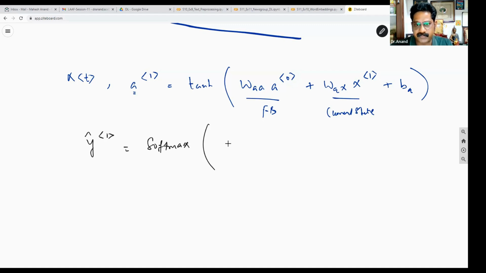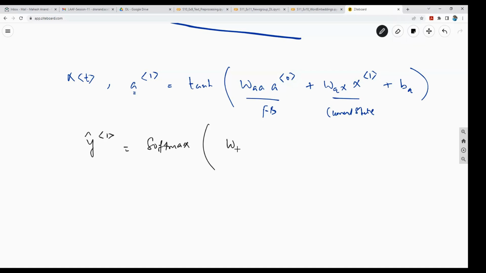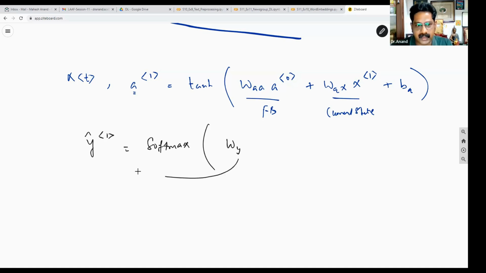Can you give the subscript for the weight matrix here? What weight matrix should I use here? W suffix YA. Excellent, because it is going to yield a Y kind of output. This weight matrix is going to multiply with whom? This guy is going to come here, right?